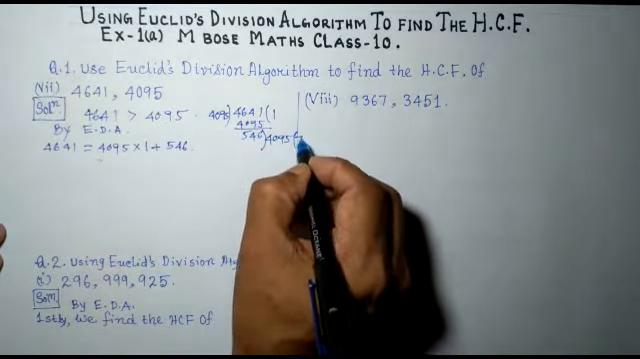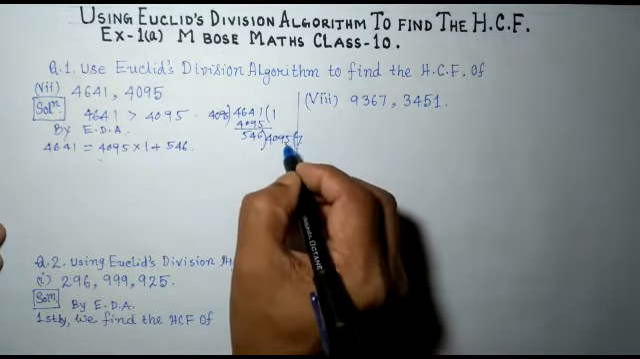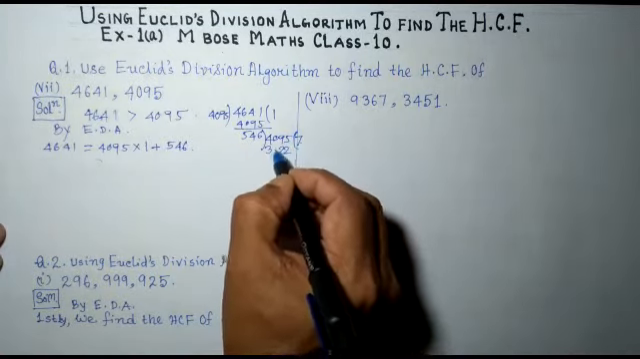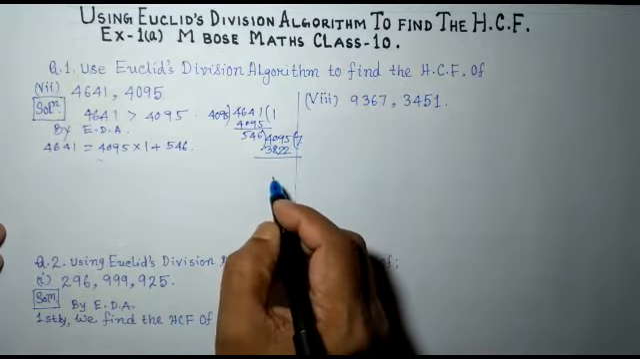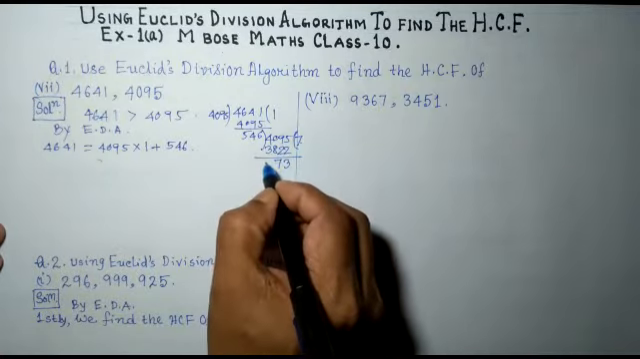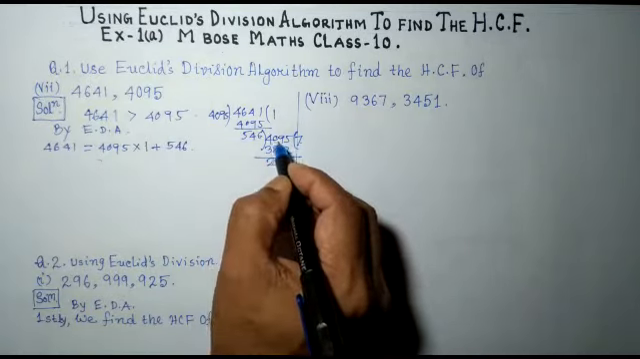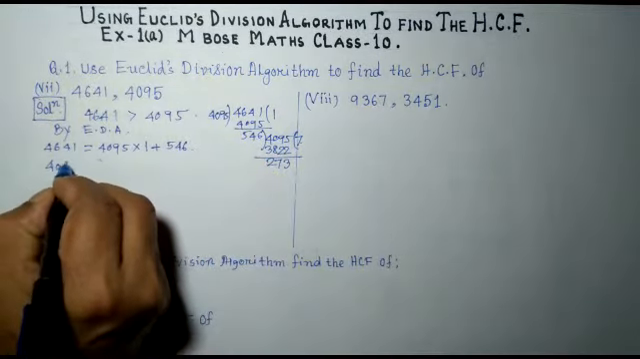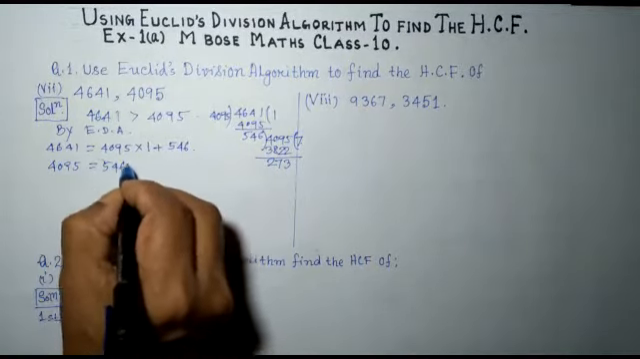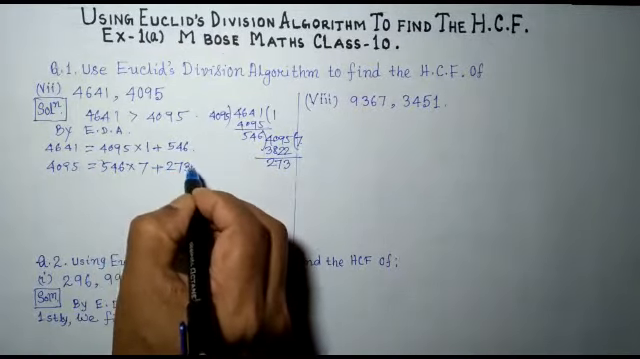See how many times it will go? I think 7 times. 7 into 546 is 3822. Subtracting, we get 273. So we write for this division: dividend 4095 is equal to divisor 546 into quotient 7 plus remainder 273.